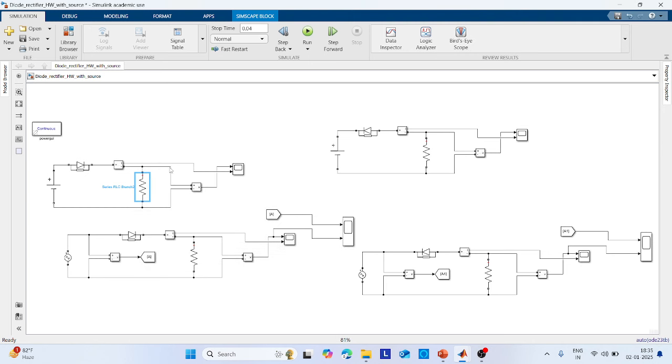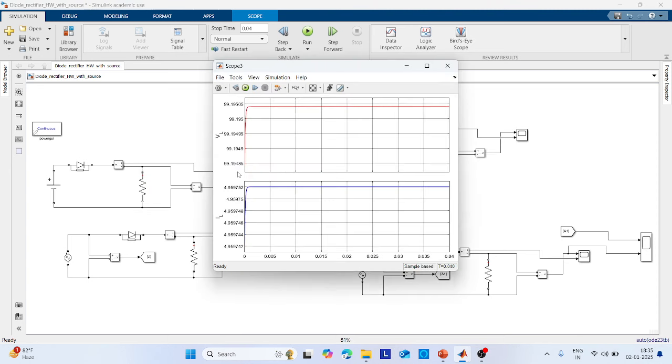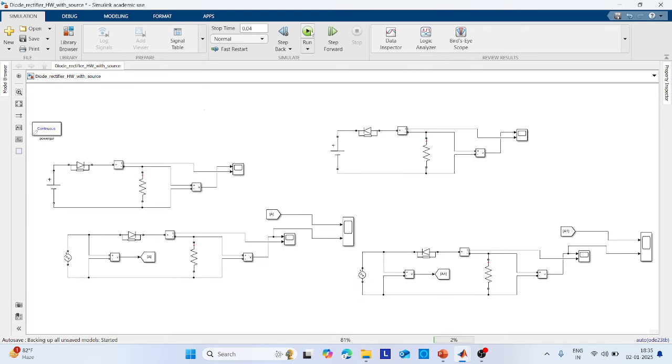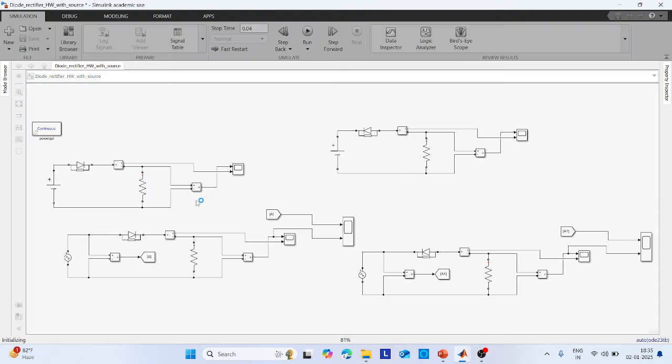So here you can see the current waveform is shown over the scope over here. See this current here. The current here is approximately 5 amperes. And the voltage, that is only the positive voltage, it has reached 100. You can see here 99.195. So this is under forward bias condition.